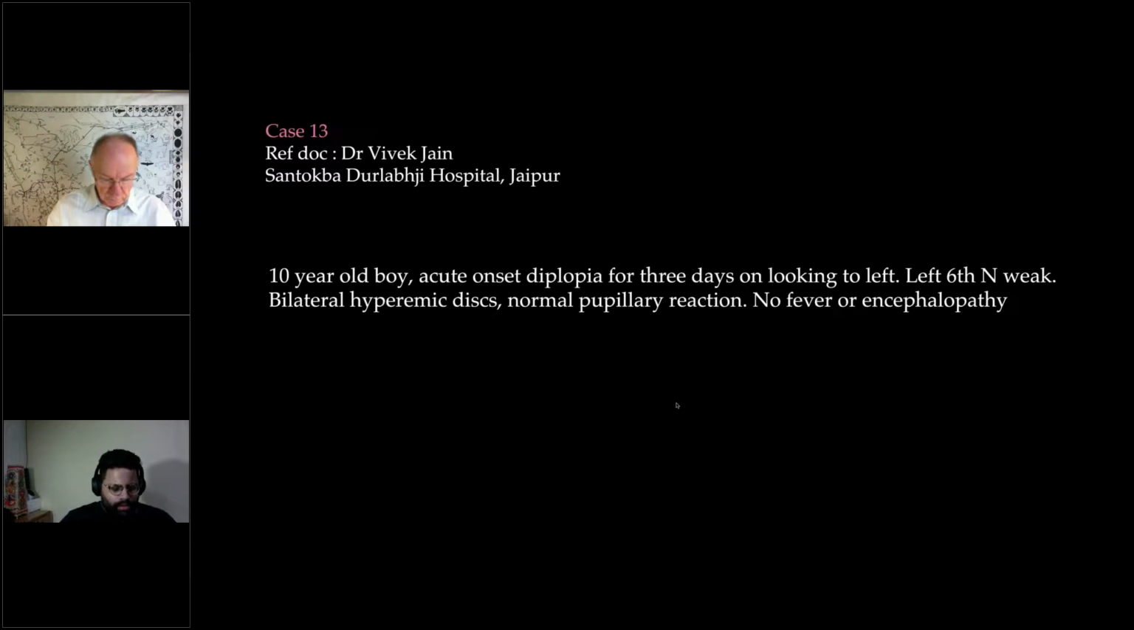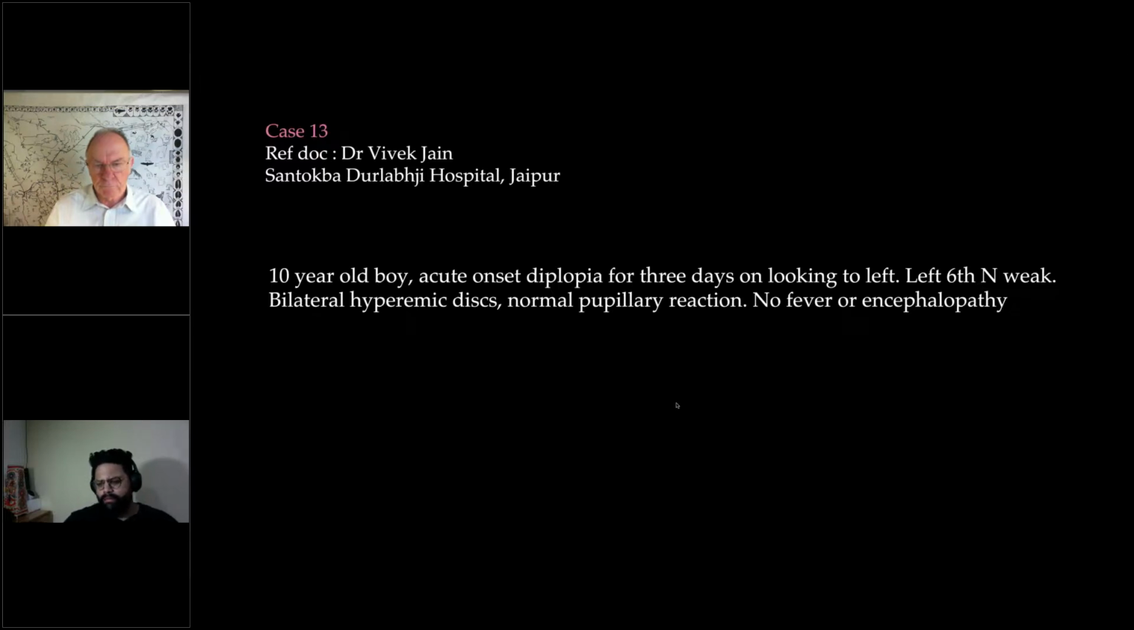So probably this is again just for a discussion for follow-up, but I'll go through the history, and I think the images will probably confirm the diagnosis. He's a 10-year-old boy who has never had any history of any neurological illness before, and came to me in the OPD with history of acute onset horizontal diplopia for 3 days, looking to the left predominantly, and his left sixth nerve was weak, just slight esotropia. Normal pupillary reaction, no fever, no encephalopathy.